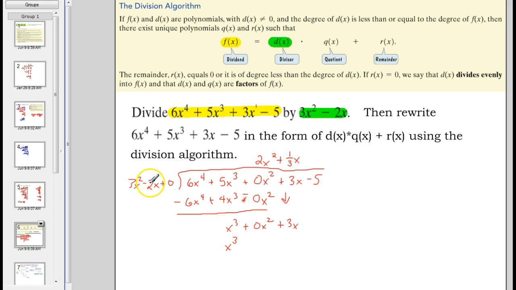1/3 x times negative 2 is negative 2/3 x squared. And then 1/3 x times 0 is 0x. Subtract, change your signs. So this is going to be 0, this is a 2/3 x squared. Then 3x minus 0x is 3x. And then bring down your minus 5.